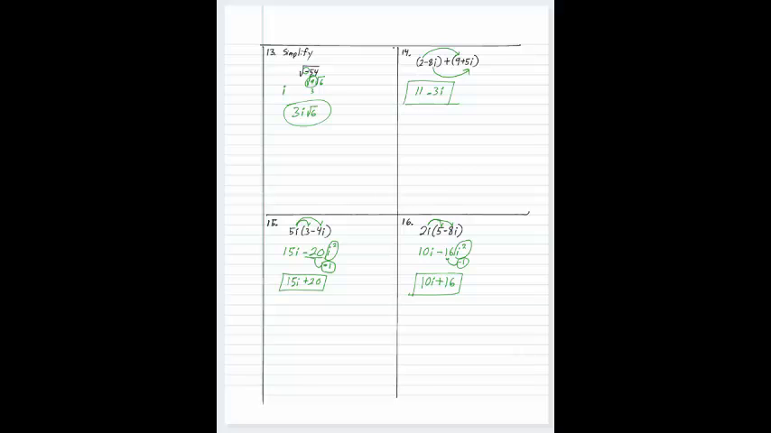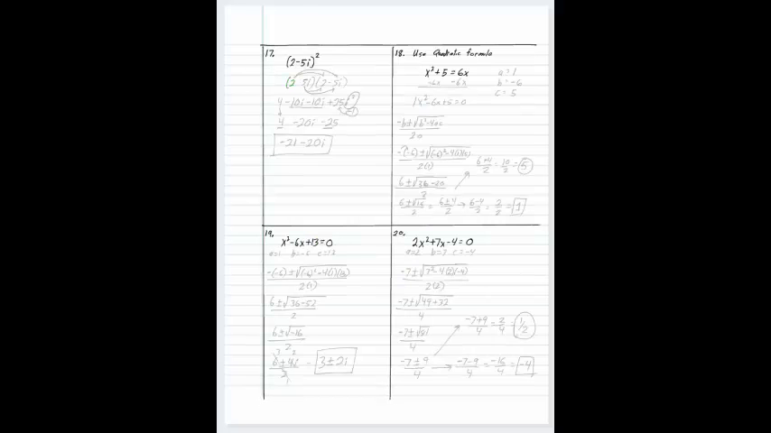With 17, the square just means we're going to FOIL with itself. So 2 times 2 is 4. 2 times negative 5i is negative 10i. Negative 5i times 2 is negative 10i. And negative 5i times negative 5i is positive 25i squared.